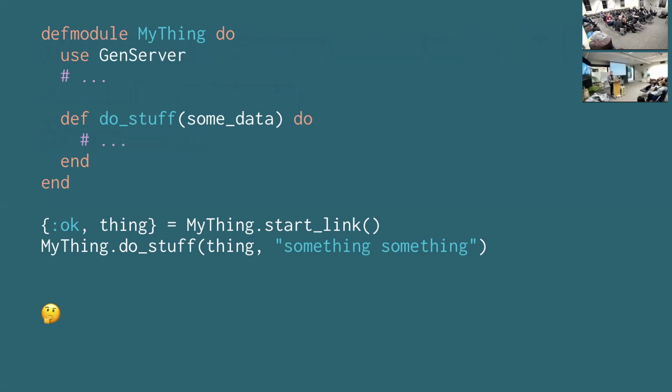So if you've looked through Elixir code, you'll have seen something that looks kind of like this. And if you've come from an OO background, you're going to look at that and say, okay, it's a thing.